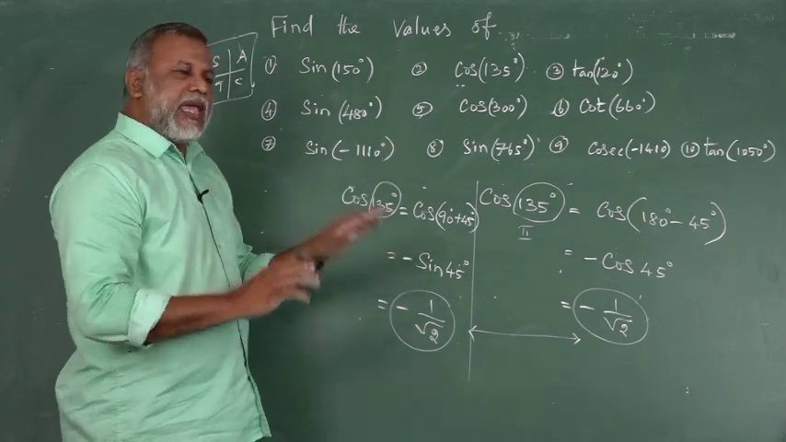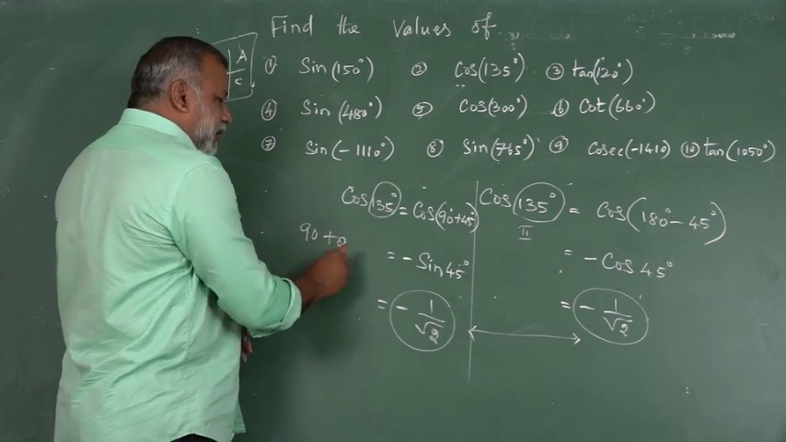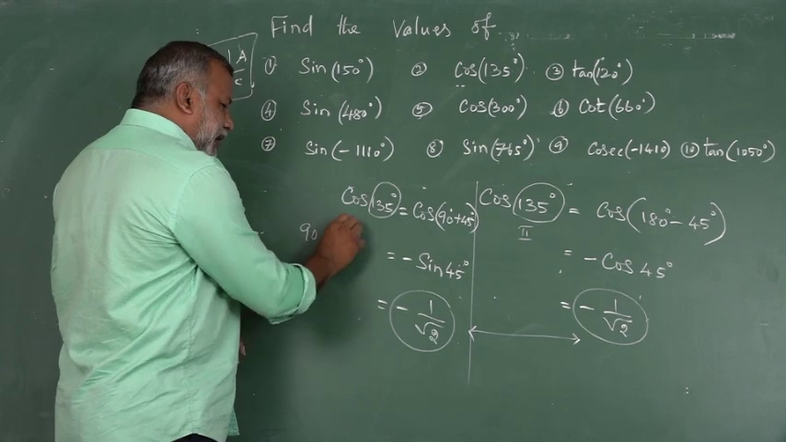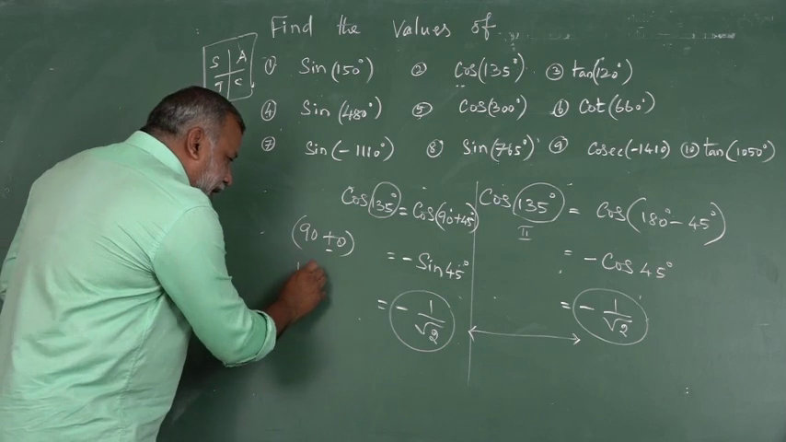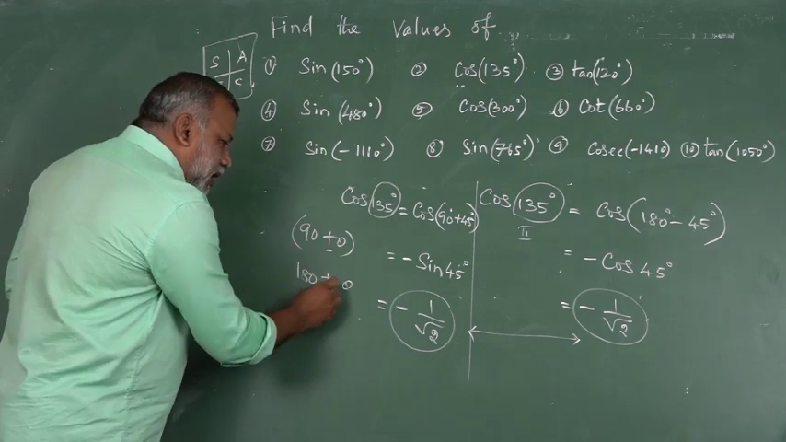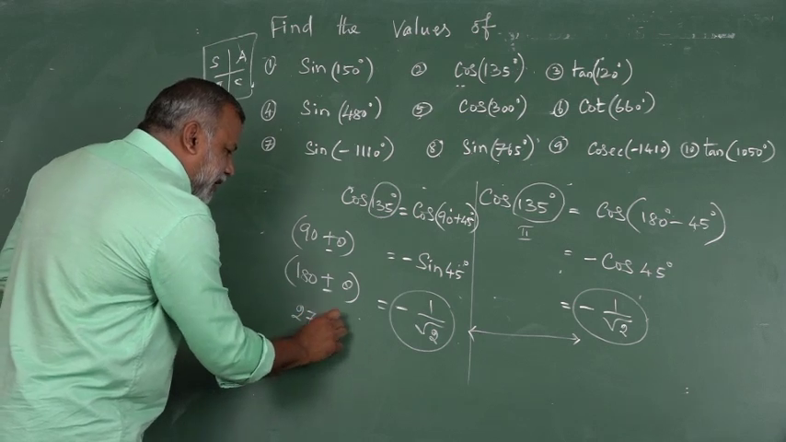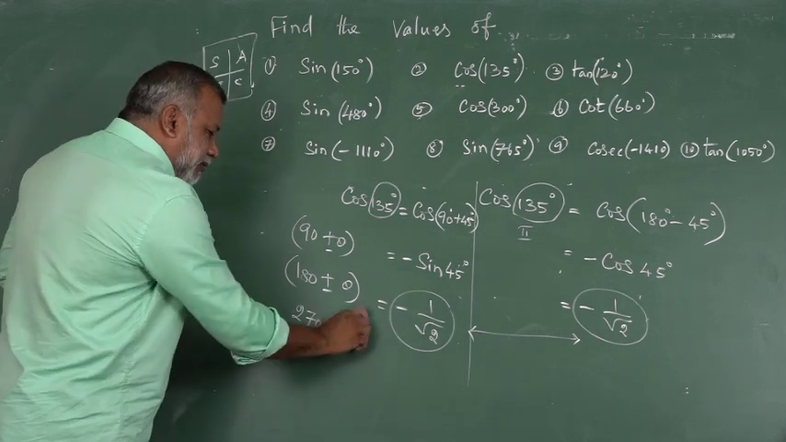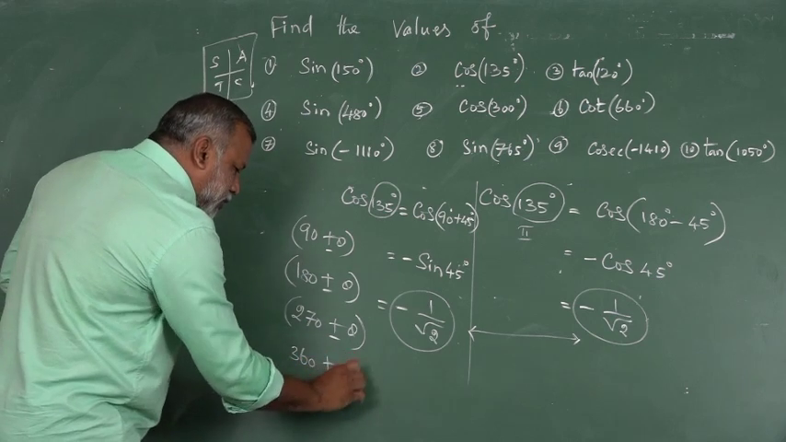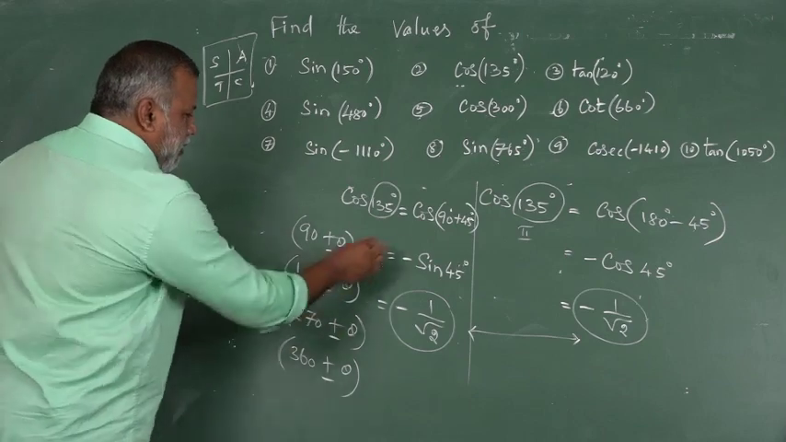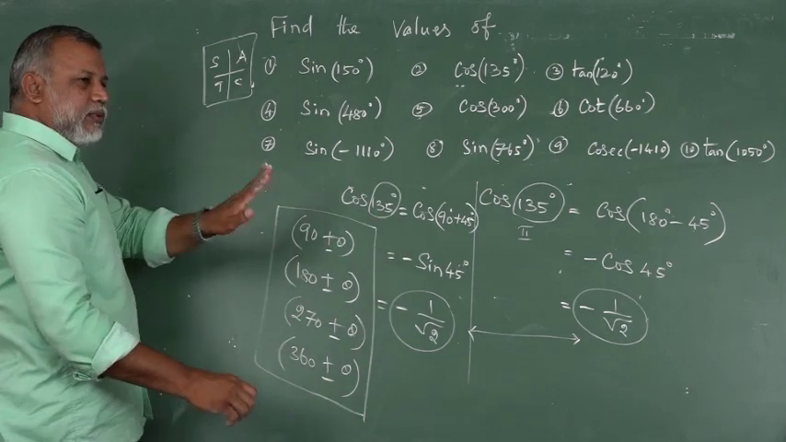Any angle can be put in the form of 90 plus theta or 90 minus theta, 180 plus theta or 180 minus theta. We can put 270 plus theta or 270 minus theta, 360 plus theta or 360 minus theta. All the angles can be put in these 4 formations only.